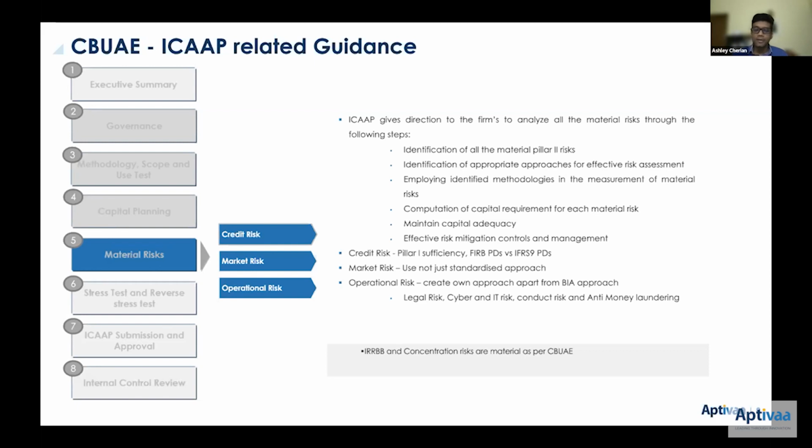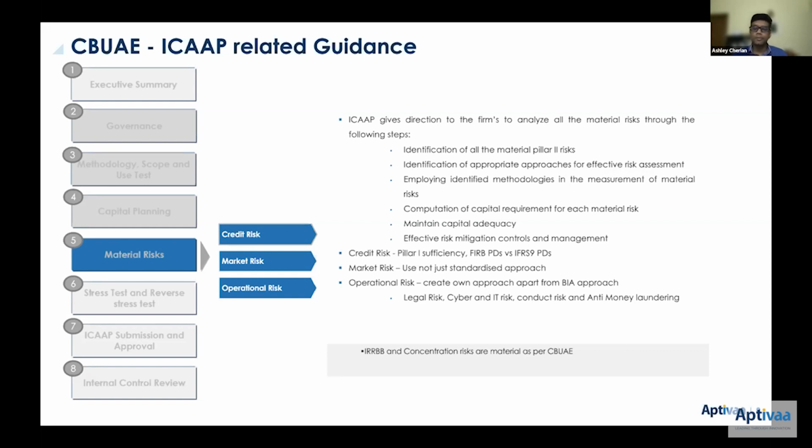Most banks, to my knowledge, and me and my team have worked with more than 60 or 70 odd ICAAP engagements. Almost always concentration risk and interest rate risk in the banking book are the predominant risks, and typically get reflected in the pillar 2 capital charges also. So we feel the Central Bank of UAE has sort of formalized that expectation by naming these two risks as the most material risks.